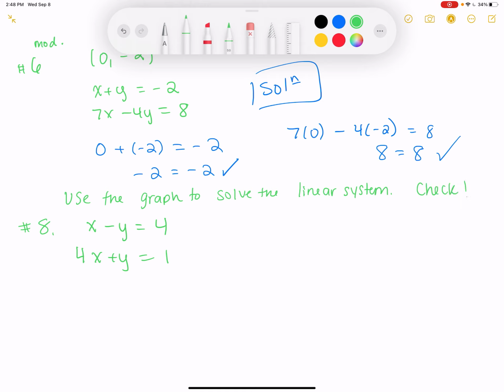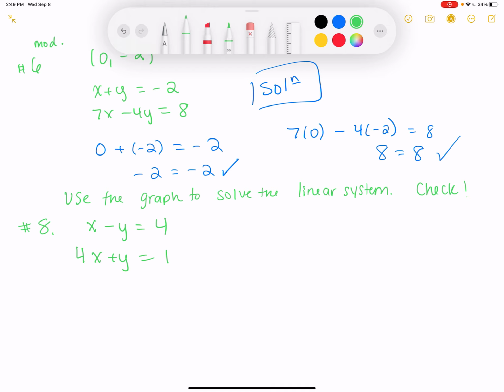All right, so we're looking for that point of intersection in problem 8. What is the ordered pair that is the point of intersection there? Is it 1, 5? No, I think it's 1, 4. It's 1, 3.